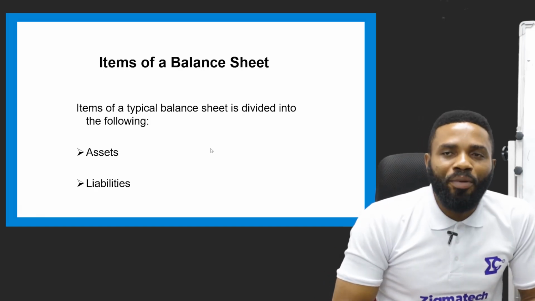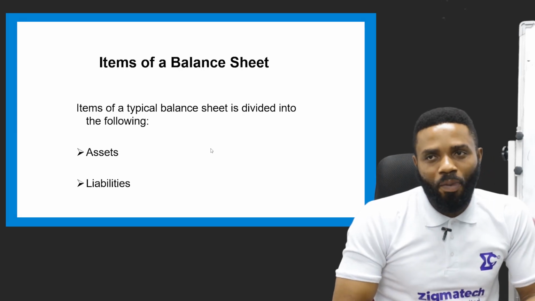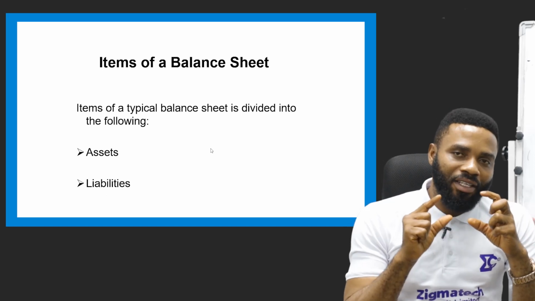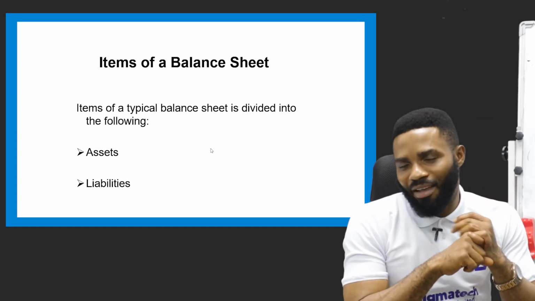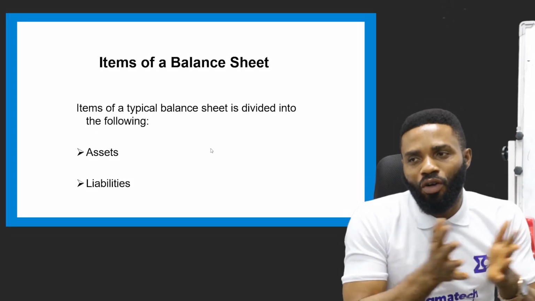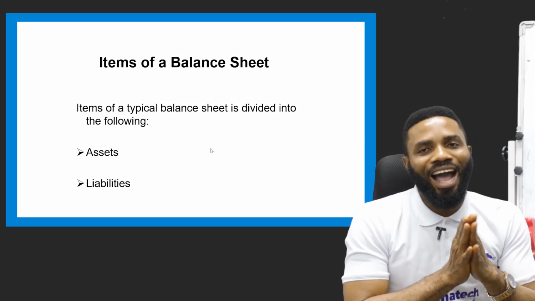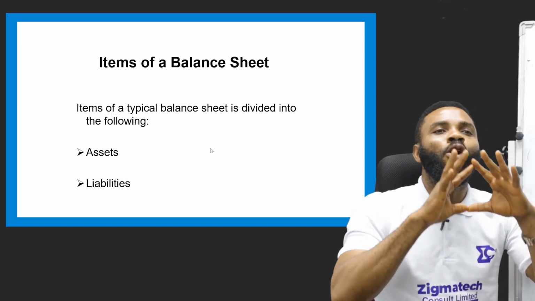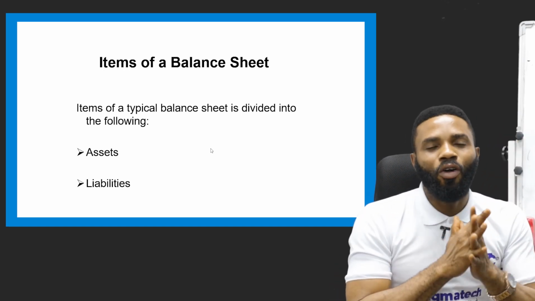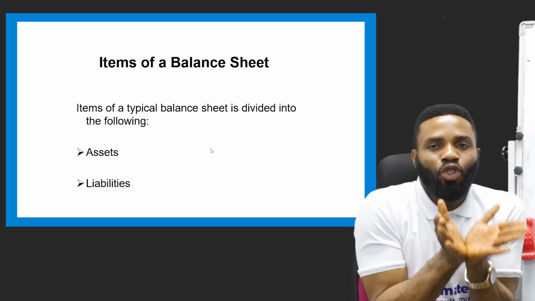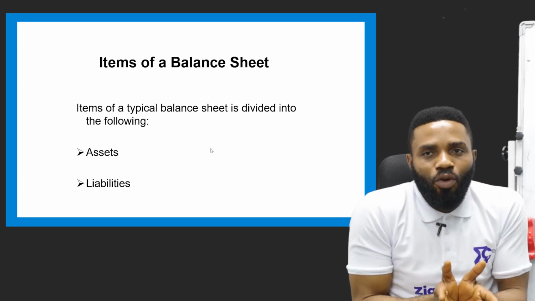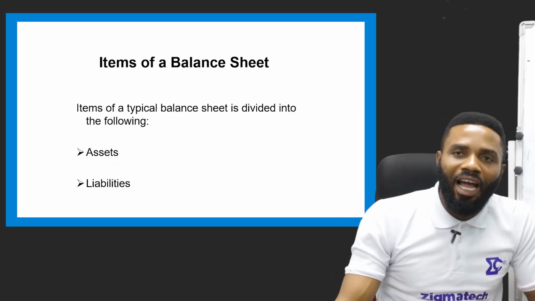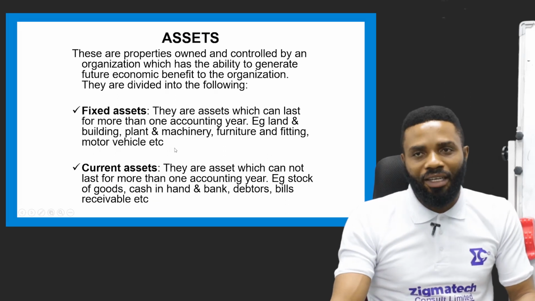Now, let's look at the items of a balance sheet. The items of a typical balance sheet are divided into the following. In the definition, I made emphasis on assets and liabilities. The financial position of every company is centered on what? Assets and liabilities. So the totality of all the transactions under a balance sheet can be captured under just two categories of items, which are the assets and the liabilities. Let's take a look at what an asset is.